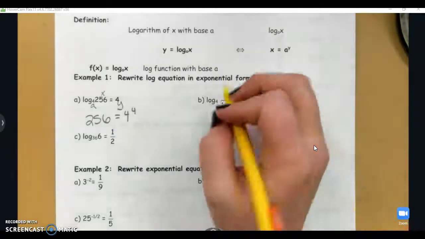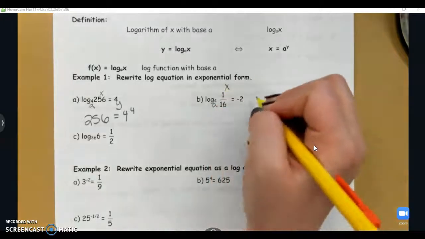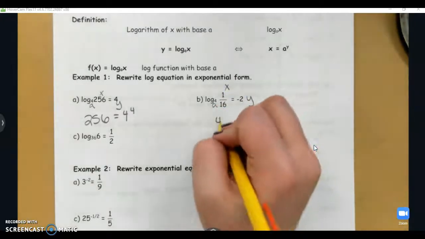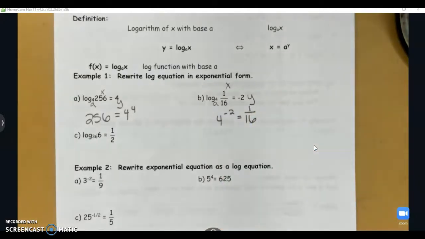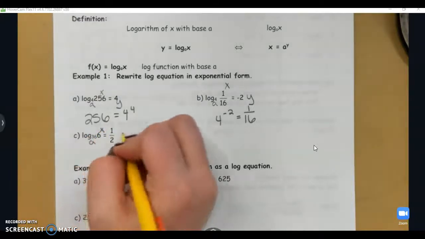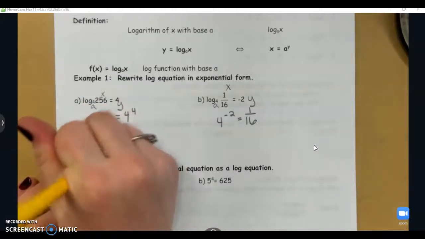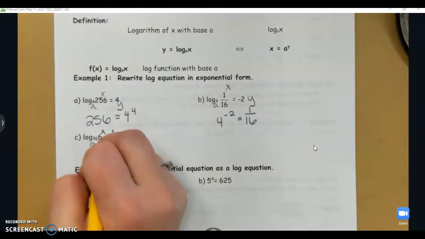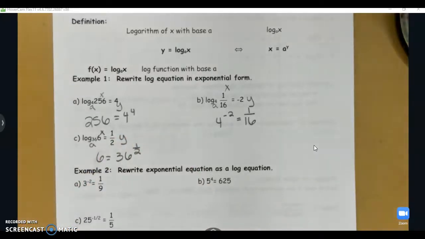On to example B, log base 4, that is our a again, of 1 over 16, that is x, equals negative 2, that's y. So 4 to the negative 2 power equals 1 over 16. That is an accurate mathematical sentence, so I have done this correctly. Log base 36 of 6 equals 1/2. So 6 is equal to 36 to the 1/2 power. And again, if I had continued on and done this incorrectly, I would figure that out by checking the validity of the statement I have written. All right, so that's going from log form to exponential form.